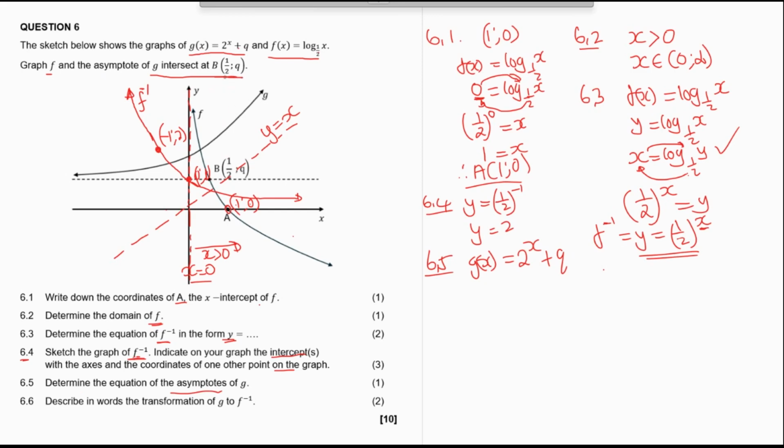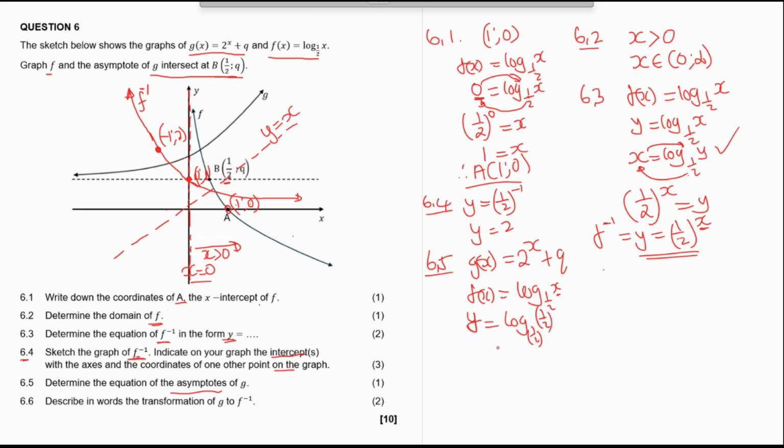So let's use that point. This is a point on f of x, so we have to use the equation of f of x here. f of x is equal to log of x to base half. The x coordinate of b is half, so where there's x, we put half. So f of x, which is y in this case, is equal to log of half to base half.